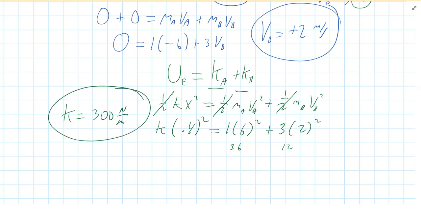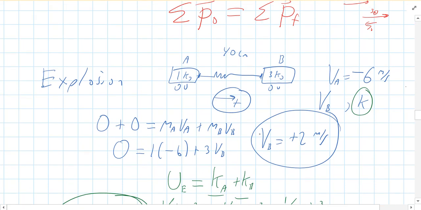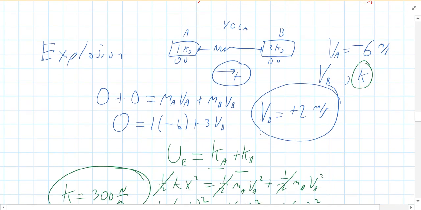Now, there's one more very important thing that you need to know about explosions in general. First of all, what happened to momentum? Well, momentum was conserved. It was the same momentum before as there was after. Before there were zero units, and when I add this plus this on the right side, I get 0 units. So the total momentum was conserved.